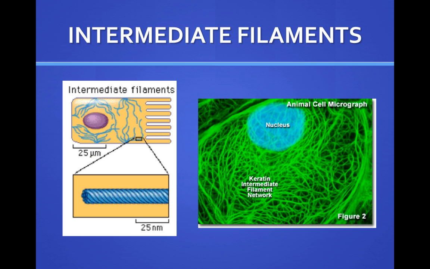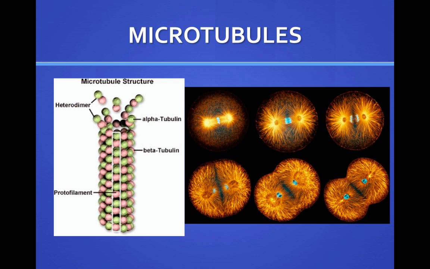Intermediate filaments are a varied group made of fibrous proteins rather than globular ones. They have a rope-like structure. They serve mainly as reinforcing rods to anchor organelles. For example, the nucleus is held in place by a cage of intermediate filaments.